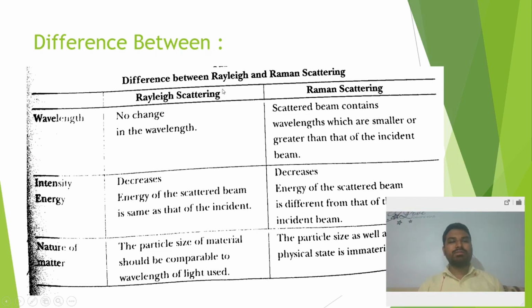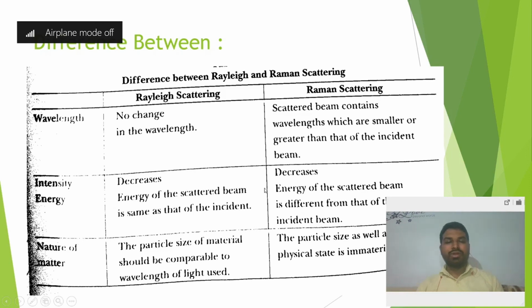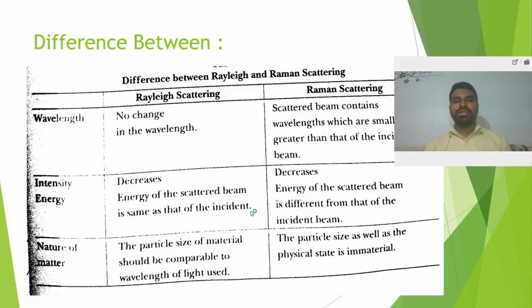These are the differences between Rayleigh and Raman scattering. In Rayleigh scattering, there will be no change in the wavelength. In Raman scattering, the scattered beam contains wavelengths which are smaller or greater than that of the incidence beam. Intensity in Rayleigh scattering will decrease, and in Raman also it will decrease. The energy of the scattered beam is the same as that of the incidence beam in Rayleigh, and the energy of the scattered beam is different from that of the incidence beam in Raman. What is the nature of matter? The particle size of the material should be comparable to the wavelength of light used. In Raman, the particle size as well as physical state is immaterial.